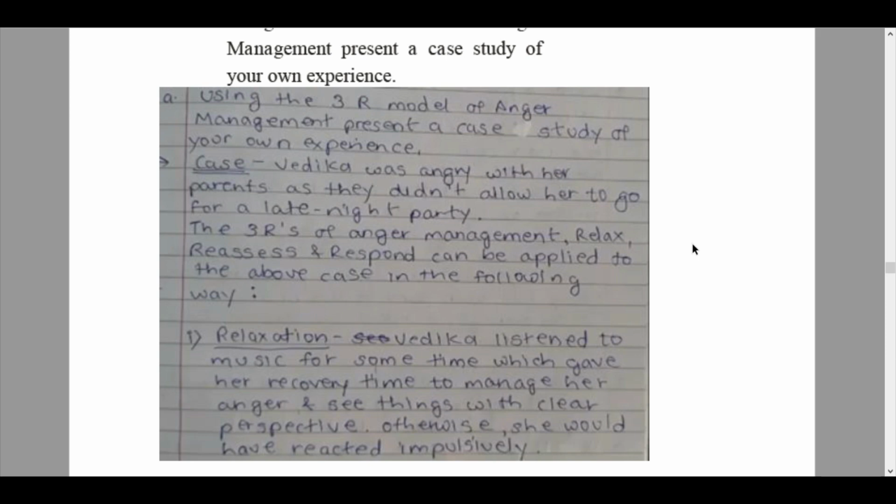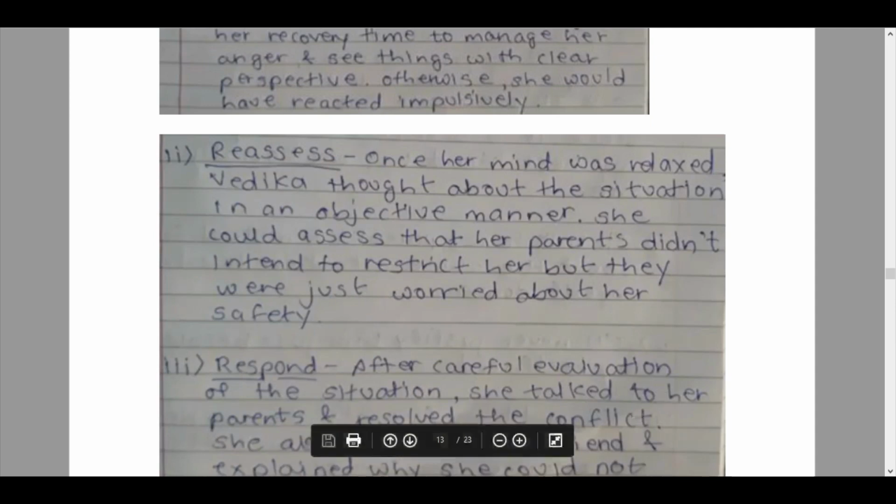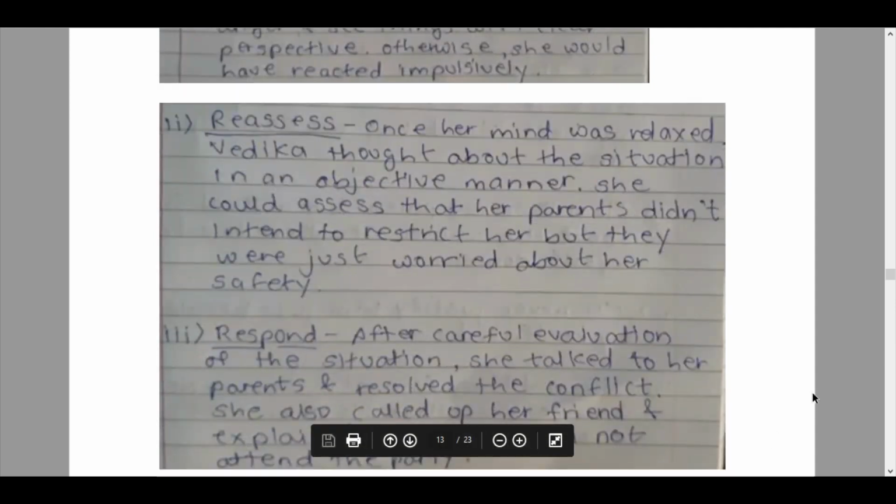First is relaxation. Vedika listened to music for some time, which gave her recovery time to manage her anger and see things with a clear perspective. Otherwise, she would have reacted impulsively and her limbic system would have taken over.